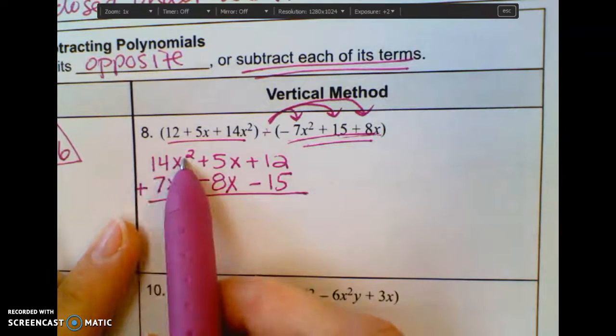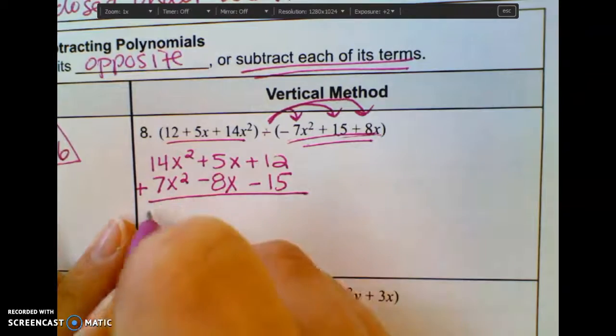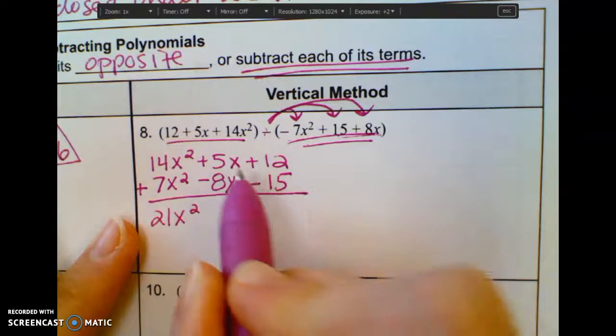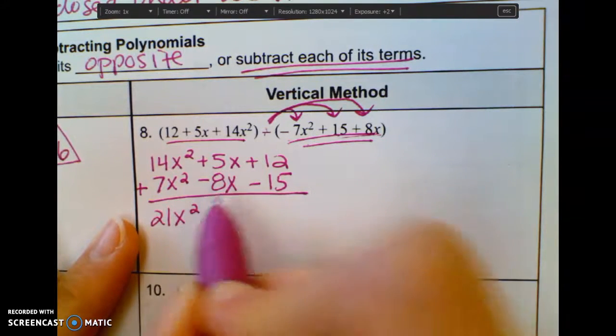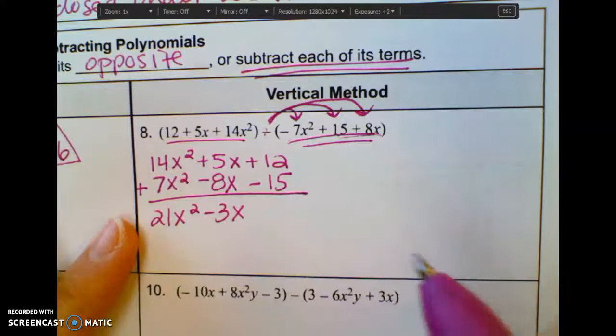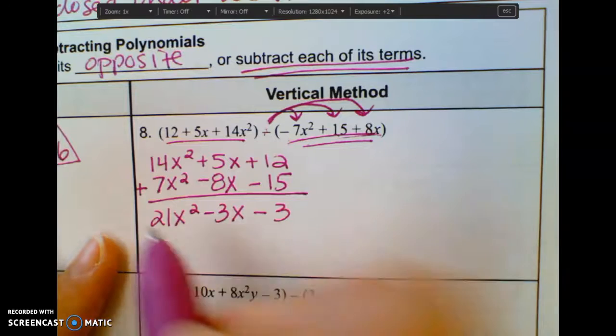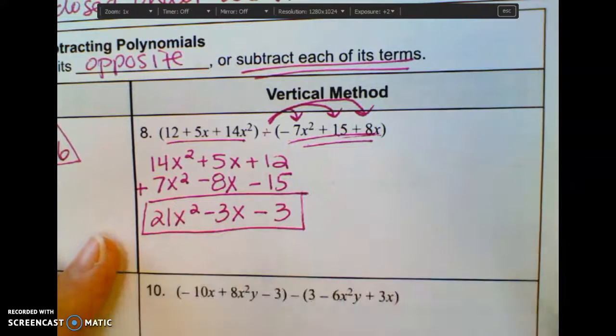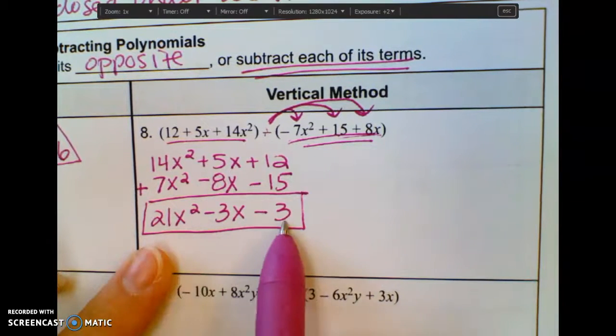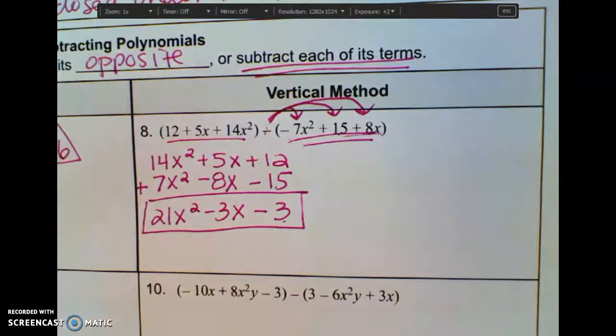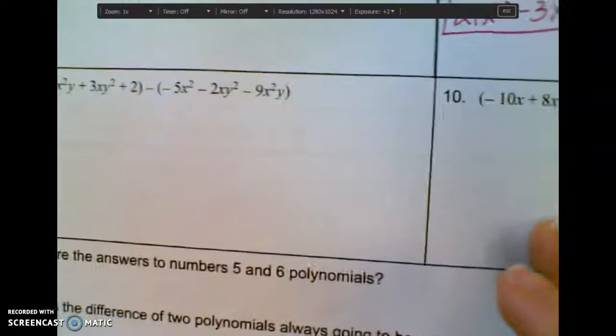So 14x squared plus 7x squared will give me 21x squared. 5x minus 8x, the 5 minus 8 gives me negative 3x. And 12 minus 15 gives me negative 3. And that is already in standard form, x squared, x, constant. So for the next two, you can use whichever method you want to. So I'll do number 9, and then we can do 10. You can do 10 on your own.